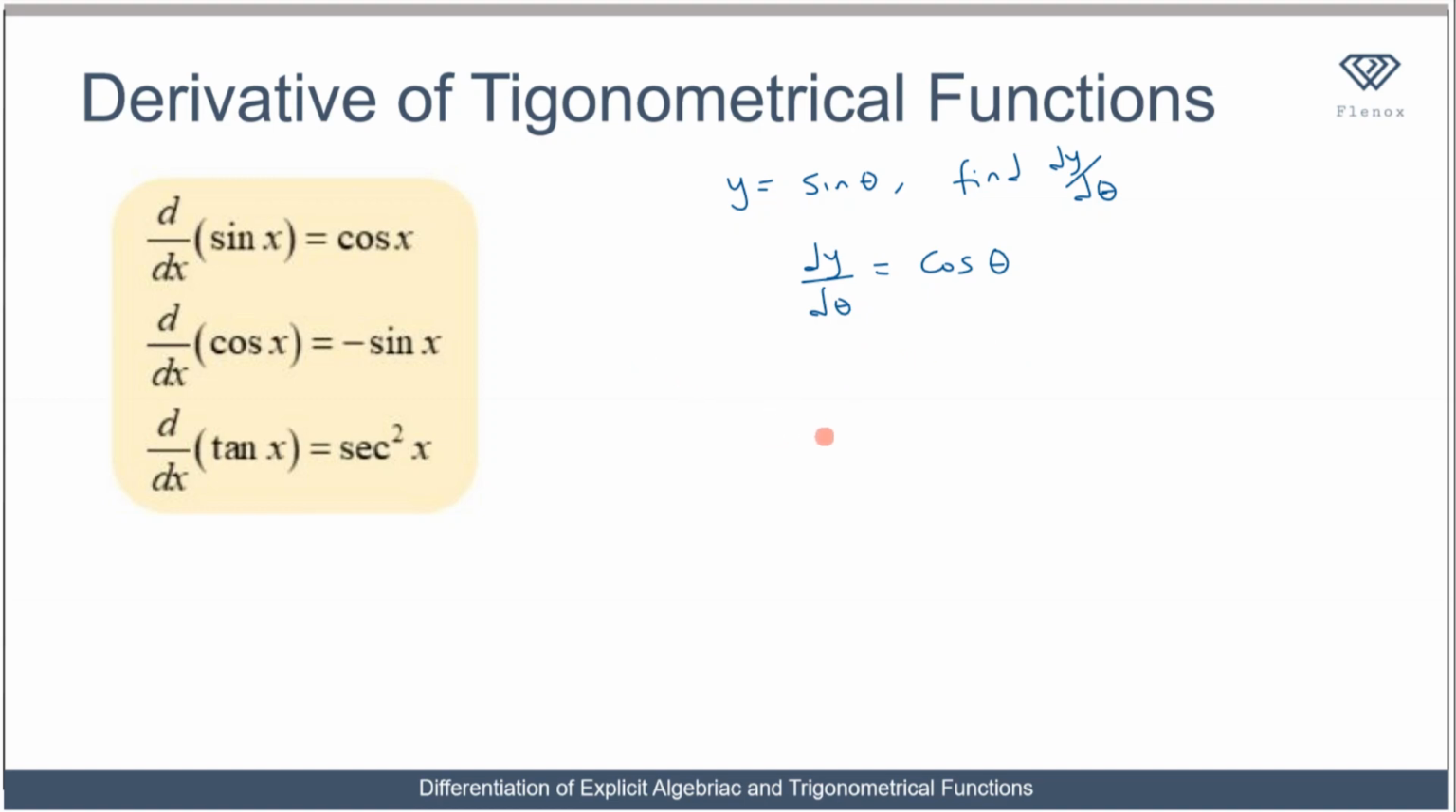For example, you can be told that k is equal to cos w. We're now told to find dk over dw. So in this case, you can see that the value of y has been replaced with k and the value of x has been replaced with w. So the same logic applies. So dk over dw will be equal to what? When I differentiate cos x, I get minus sine x. So yeah, I'll get minus sine w.